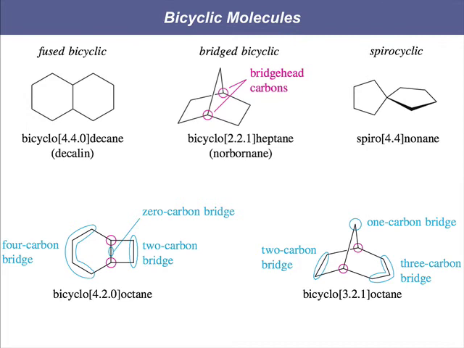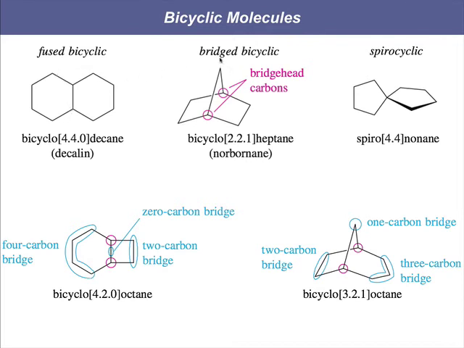There are three types of bicyclic molecules. You can have fused bicyclic, which are basically two rings that are fused together, two rings that share a bond, like that. That's a fused bicyclic.